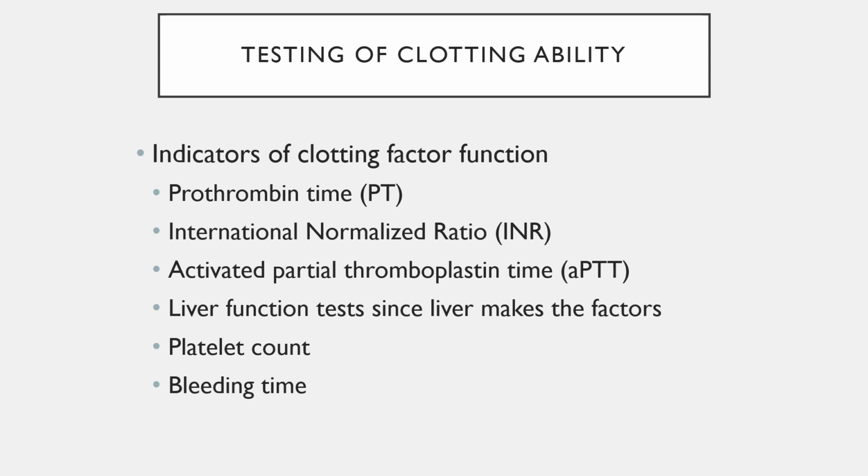And lastly, we can measure liver function tests, because the liver is where all the clotting factors are made. So if you have a very diseased liver, you're not making clotting factors. And that's why patients that have severe liver disease or cirrhosis have all kinds of bleeding problems, because they have very low levels of clotting factors circulating in their bloodstream.